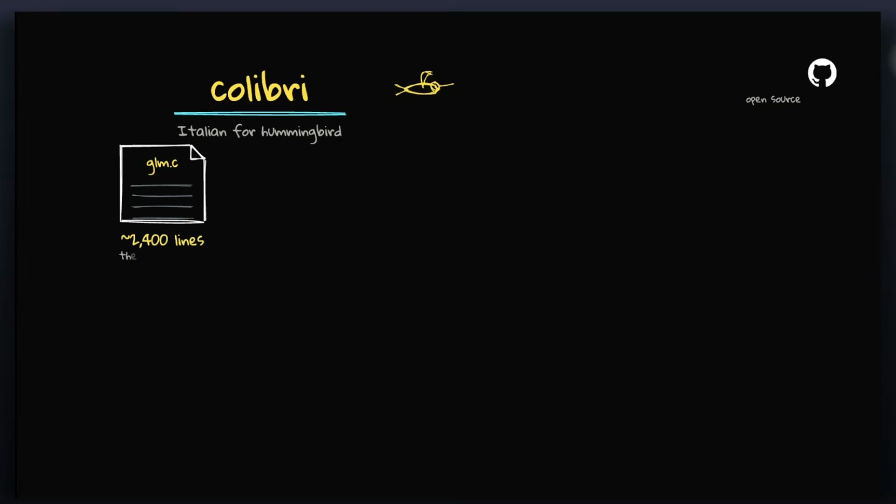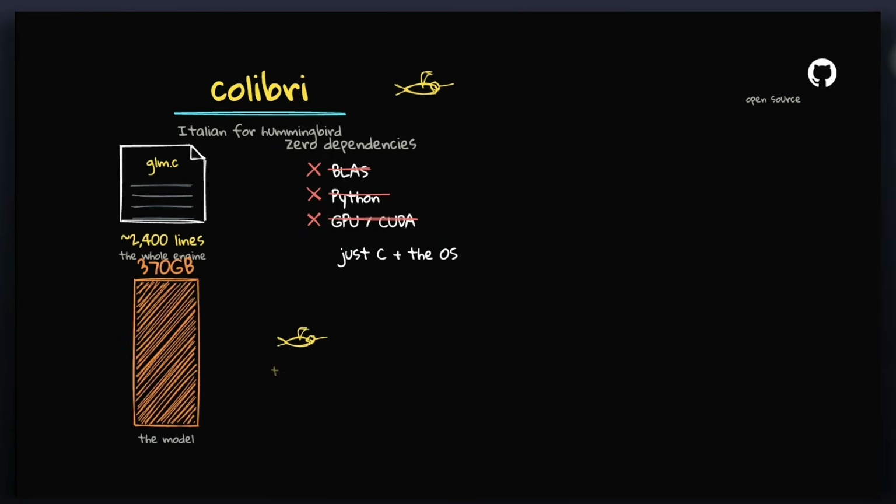So the whole thing is one C file, which is about 2,400 lines. It's very similar to the Dwarf Star inference engine that we looked at in a previous video. Now, the interesting thing is there are zero dependencies. You don't need any Python runtime environment, and it doesn't even need a GPU or CUDA. It's just C and the operating system that you are running this on. And that's kind of the beauty, right?